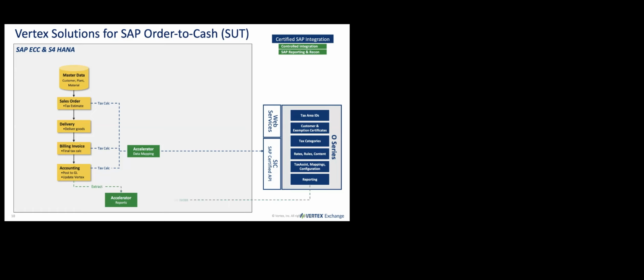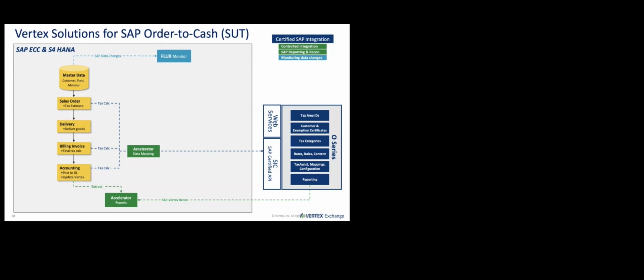On top of that, we have the accelerator reporting, which captures your transactions after you've posted them through to accounting, where you can see the details around your SD transactions. And then you can also run reconciliations between your SAP numbers and your Vertex numbers as part of your monthly compliance.